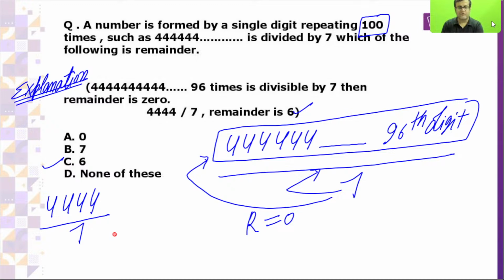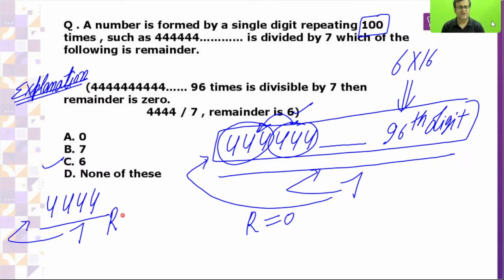4, 4, 4, 4, 4, 4. 3, 3, 3, 6. The pair of 6: 3 and 3, 6 digits. 6 digits will give you remainder 0. How many pairs of 6 will be made? 6 into 16, the 96th digit. That will give you remainder 0. How many digits are still left? 4 digits: 4, 4, 4, 4. Divide by 7, remainder will be how much? You can divide. 7 sixes are 42, 7 threes are 21, 7 fours are 28. 34 minus 28 will give you remainder 6.